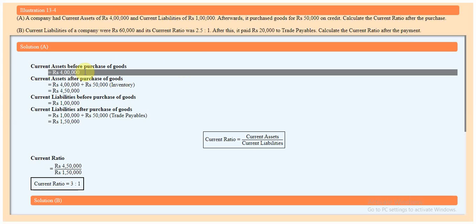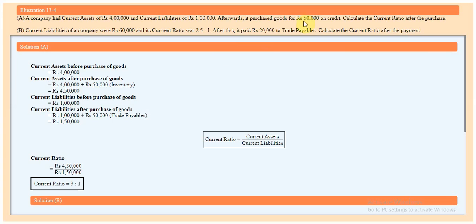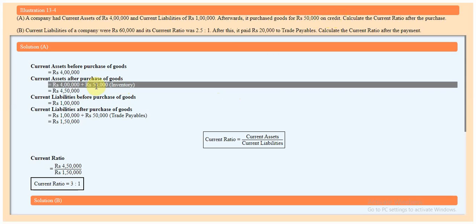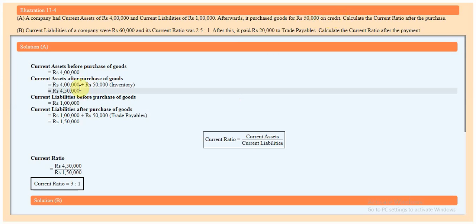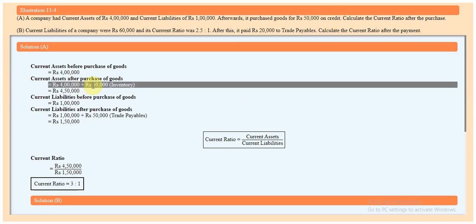So first, current assets before purchase is given, which is rupees 4 lakh, and purchase of goods is for 50,000 on credit. It has to be noted that goods are purchased on credit. They are not purchased for cash. So there will be no cash outflow. It will only have an inflow of inventory. So that is what will happen to current assets. Current assets after purchase will be 4 lakh that we already had, plus 50,000 of goods will get added.